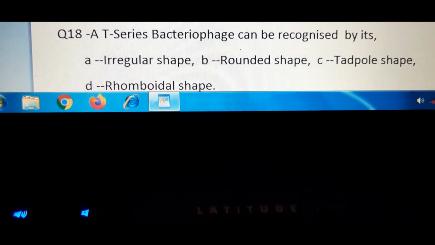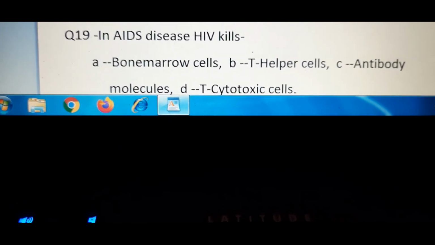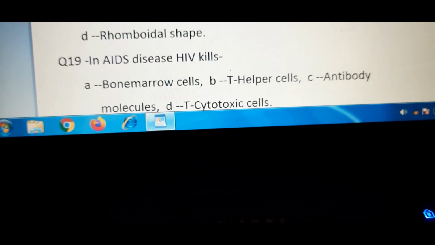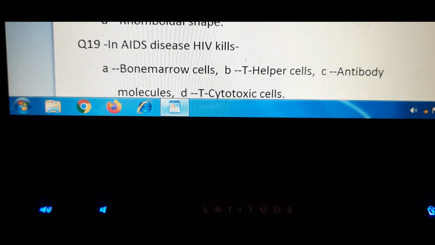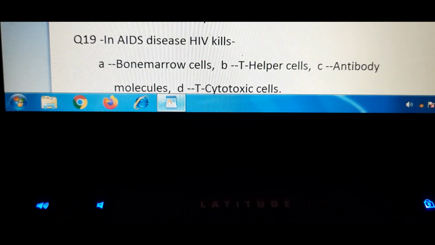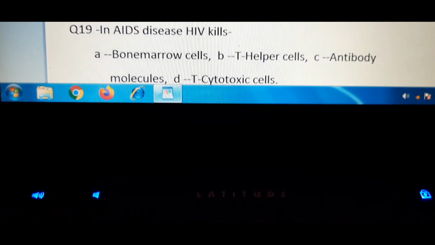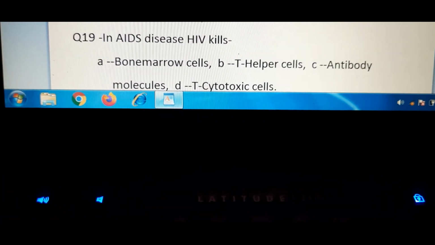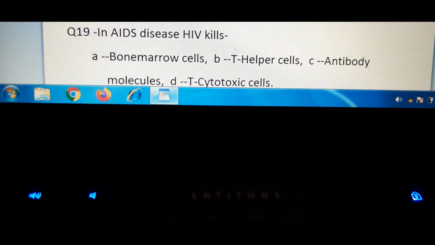The 19th question reads like this: in AIDS disease, the HIV virus kills what? The first answer is bone marrow cells. Second answer is T helper cells. Third, C answer is antibody molecules. D answer is T cytotoxic cells. The answer for this question is B, that is T helper cells.